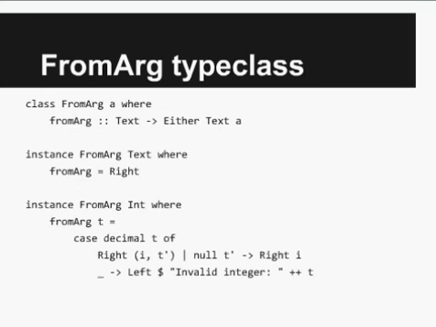So fromArg is going to take some text and return either an error message or the parsed value. We have an instance for Text, which will always succeed, and we have an instance for Int, which will try to parse this as a decimal value. And if it succeeds, it'll return the value. Otherwise, it'll give an error message saying that the integer is invalid.